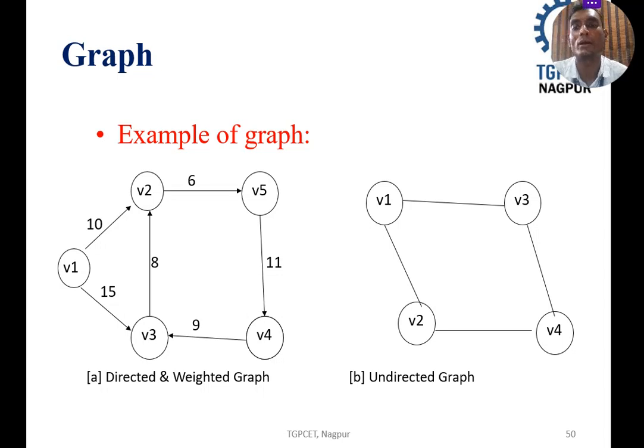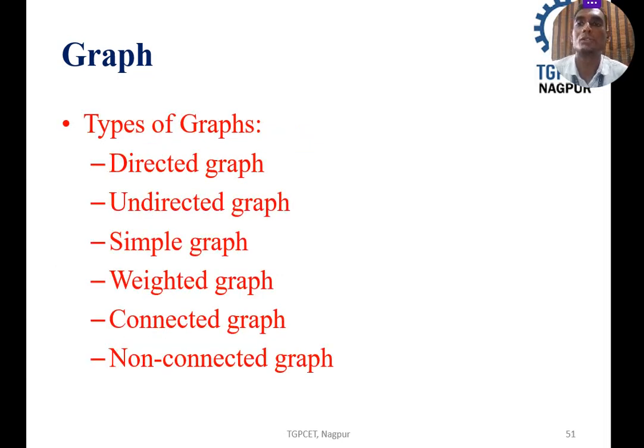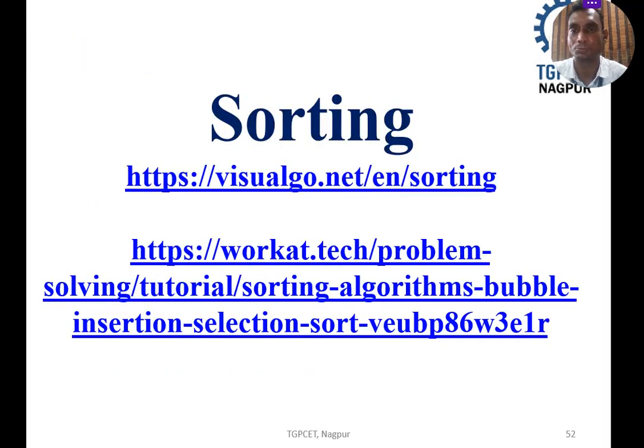In an undirected or unweighted graph, there is no numerical value mentioned on the edges, and no arrow is mentioned either. So there are various types of graphs: directed, undirected, simple, weighted, connected and non-connected graphs. Again, don't worry about this concept. It is just a basic concept related to graphs. We will see it in detail in the graph model.